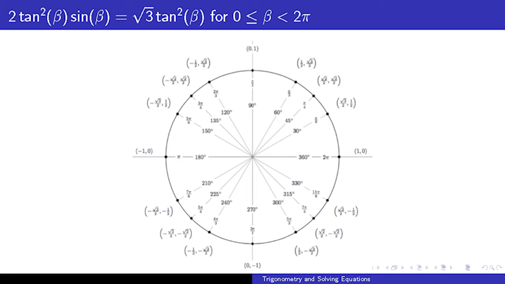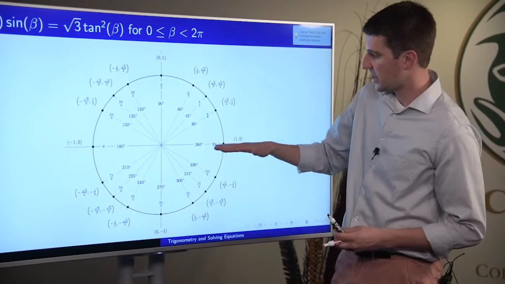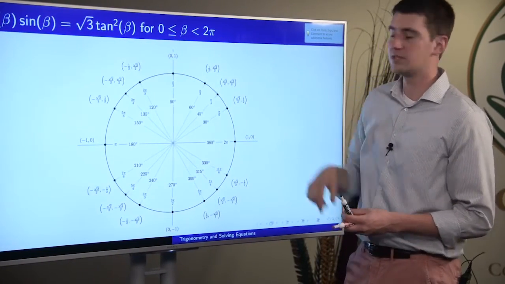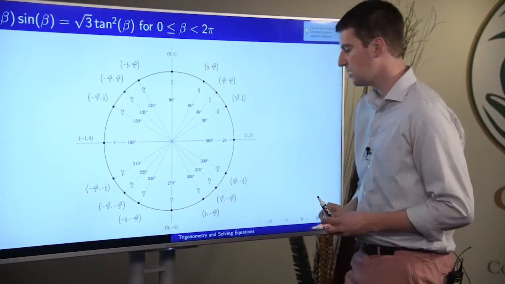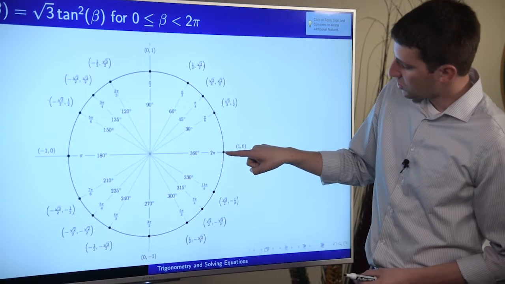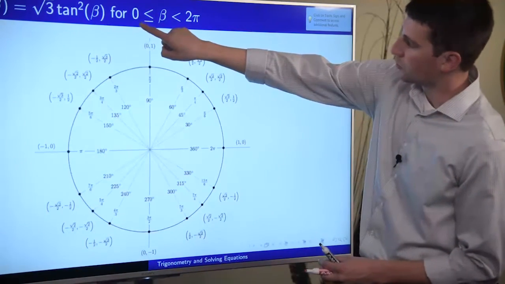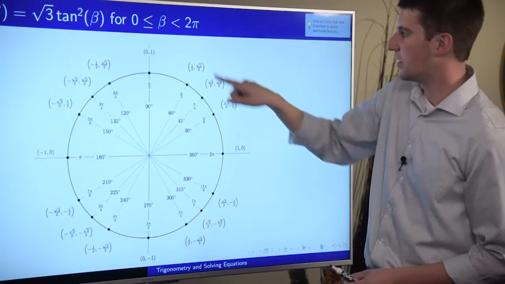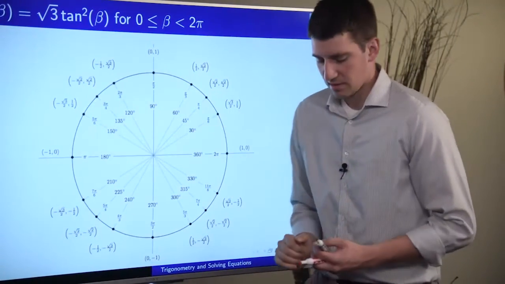So when is sine of beta equal to 0? Sine is the y-coordinate, and we're only looking from 0 to 2 pi, so we only care about the actual unit circle, which is very nice. So when is sine equal to 0? Well, when the height is 0. Here's one point, and this is 0 or 2 pi, but we're including 0 because this is less than or equal to, and we're not including 2 pi since this is less than. So 0 is one solution, and likewise pi is the other solution.